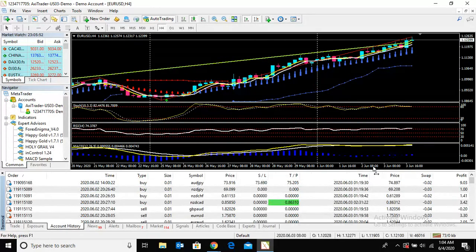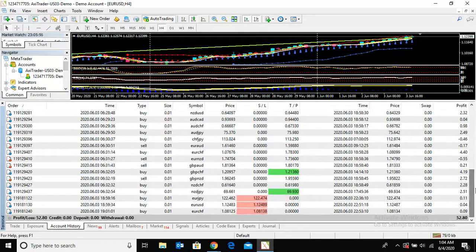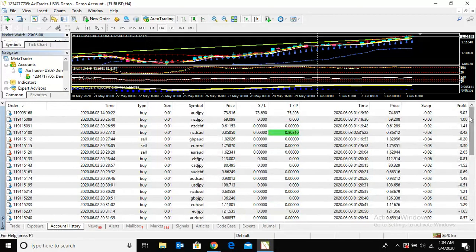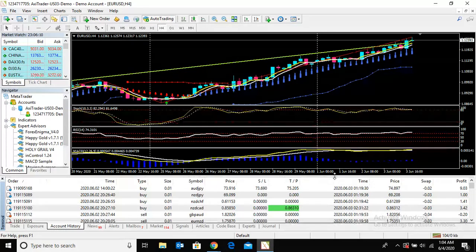I can show you the history of today's trading. You can see here, today I have traded with this indicator and I have earned $52. So basically, today I will teach you about this indicator and I will tell you how you can predict the trade, what is the entry point with this indicator.